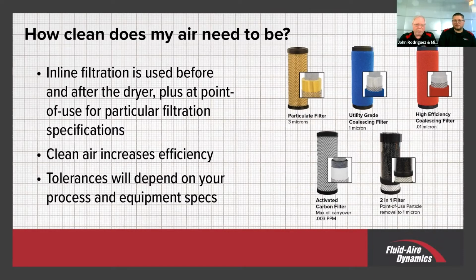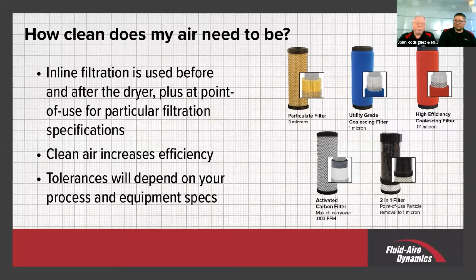You can see that there's a 3-micron particle filter. That'll take out basically the cats and dogs. There's also a 1-micron filter, which is a little bit better, and that'll take out a little bit of oil. All these oil filters will also take out any moisture that's available at that point. Then you can go into a high efficiency filter, which will take out a lot of the oil and get you down to 0.01 micron.